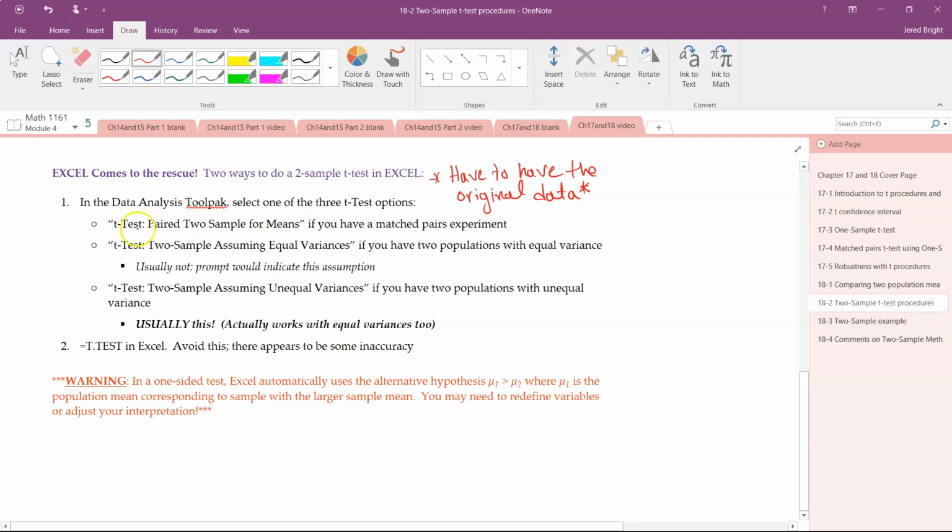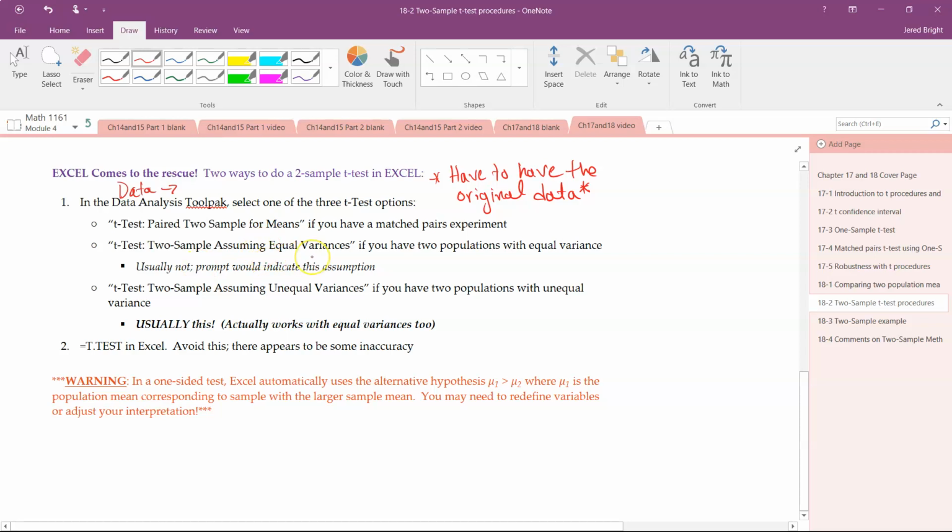When you go into the data analysis toolpack, so again, this is under data and then data analysis in Excel, there's going to be 3 t-test options, okay? We're not going to do the paired, okay? That would be if you had matched pairs. So that's not going to apply here.